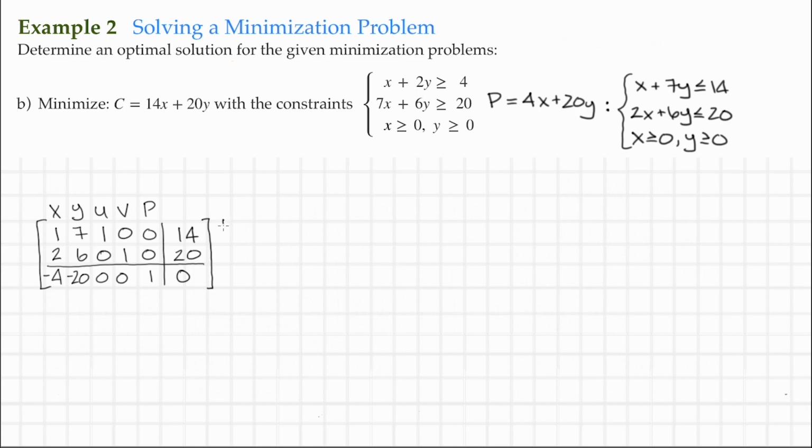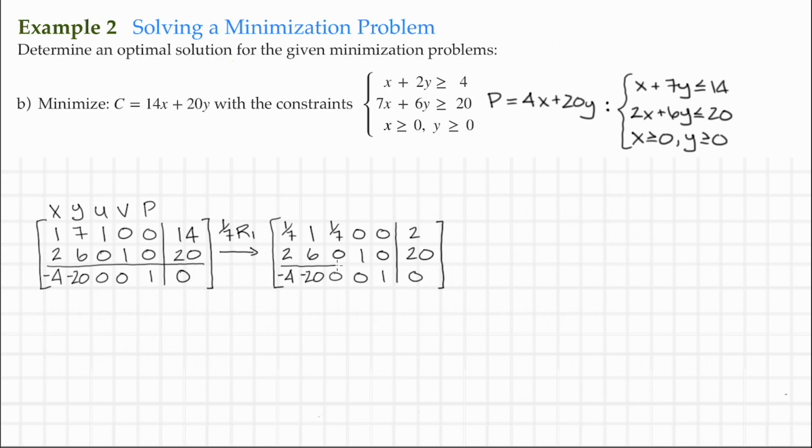So then we'll take 1/7 of row 1. Put in our bracket. 1 times 1/7, that's 1/7. 7 times 1/7, that's 1. 1 times 1/7, 1/7. 0, 0. Put in our vertical bar. 14 times 1/7, that's 2. Close off the matrix and copy over the rest. Put in our horizontal line.